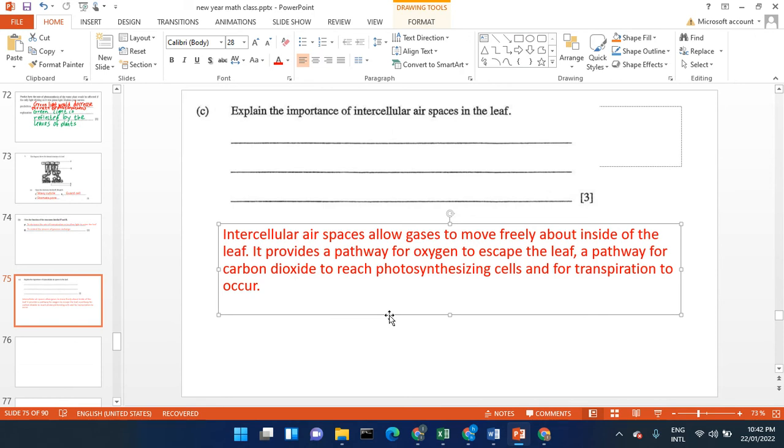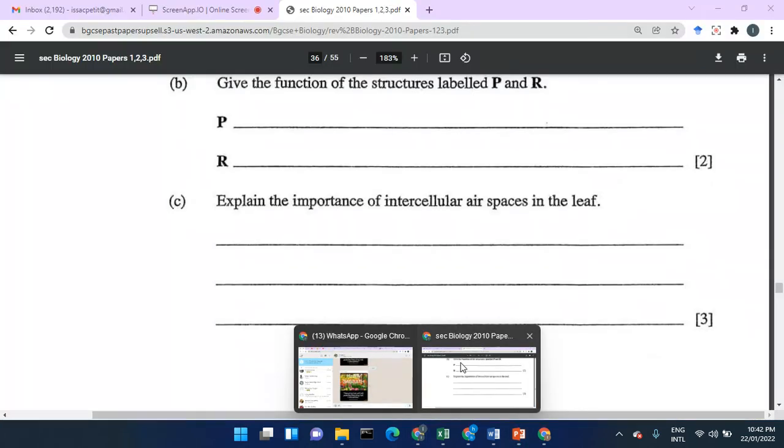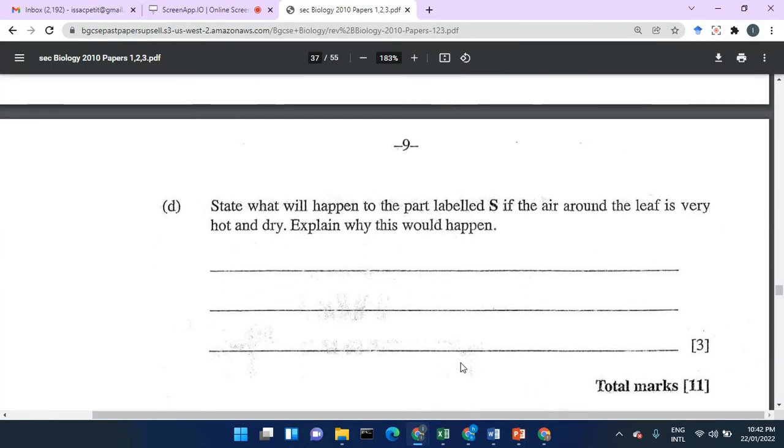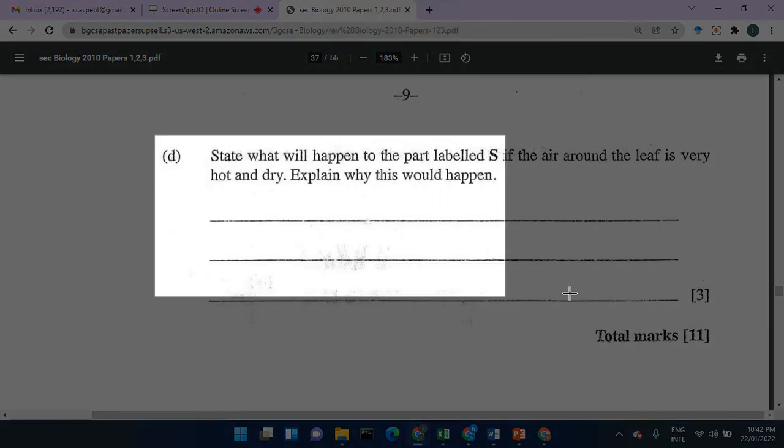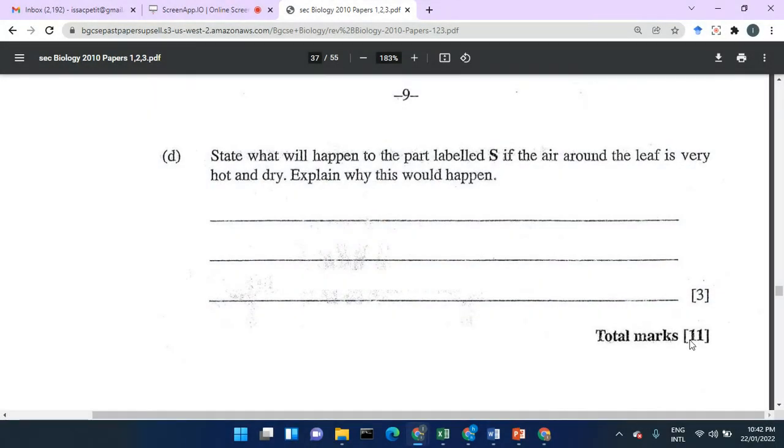The last and final question for this section is going to be state what will happen. So the question states the following: state what will happen to the part labeled S if the air around the leaf is very hot and dry. And then they want us to explain why this would happen. And if we answer everything correctly, we would get 11 marks.